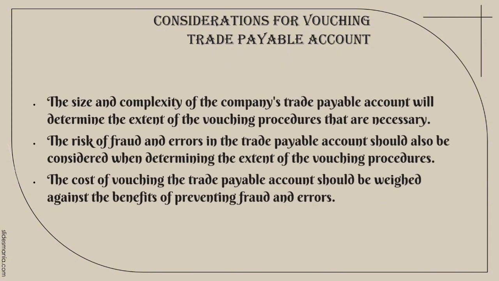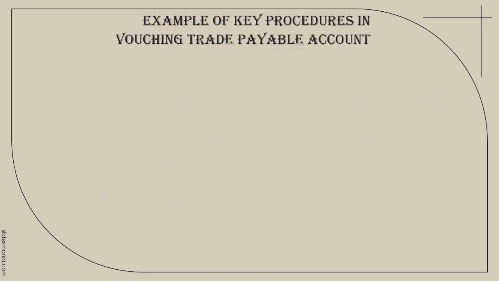The size and complexity of the company's trade payable account will determine the extent of the vouching procedures that are necessary. The risk of fraud and errors in the trade payable account should also be considered when determining the extent of the vouching procedures. The cost of vouching the trade payable account should be weighed against the benefits of preventing fraud and errors. Example of key procedures in vouching trade payable account.